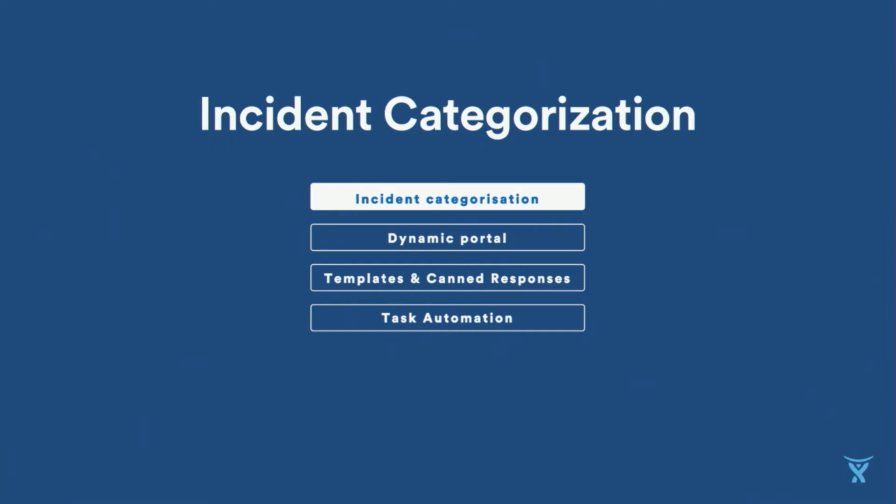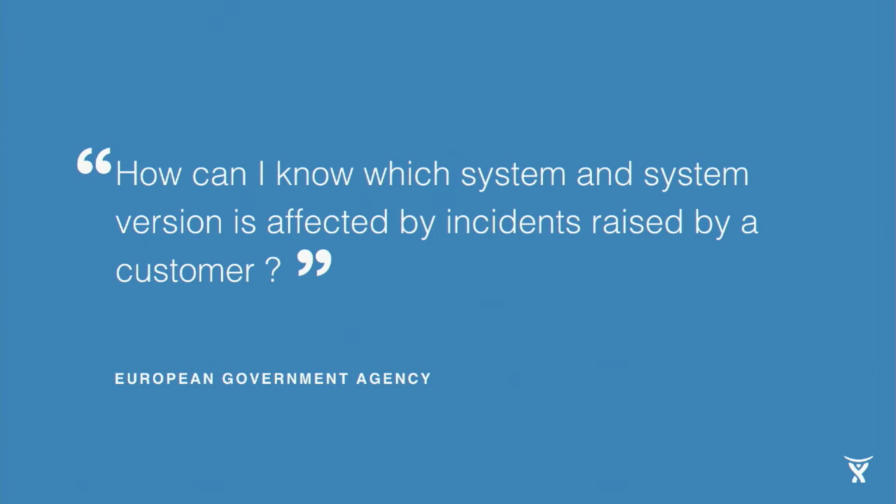First of all, what do I mean by incident categorization? Well, one of our customers, a large European government agency, told us what they want is when a user raises an incident, they want to know what system and what version of that system it's affecting so that they can route it properly, so that they can report properly. Not only that, but they want the user to only be able to select the systems that they have access to, that they are allowed to see.